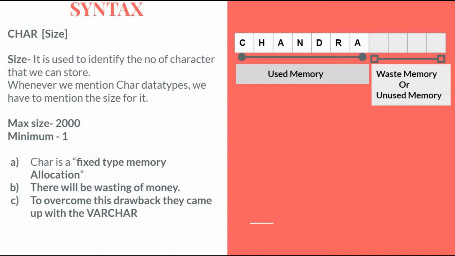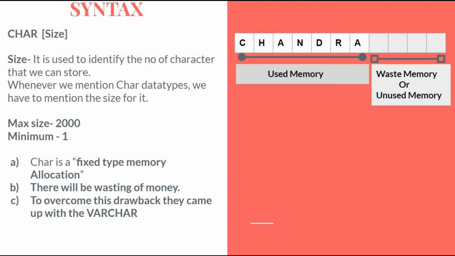The maximum size that we can store in char is 2000. Just remember one thing: the minimum length of a character is 1 and the maximum is 2000. You can store from 1 up to 2000 characters, but not beyond 2000. Second point, it is a type of fixed length memory allocation.